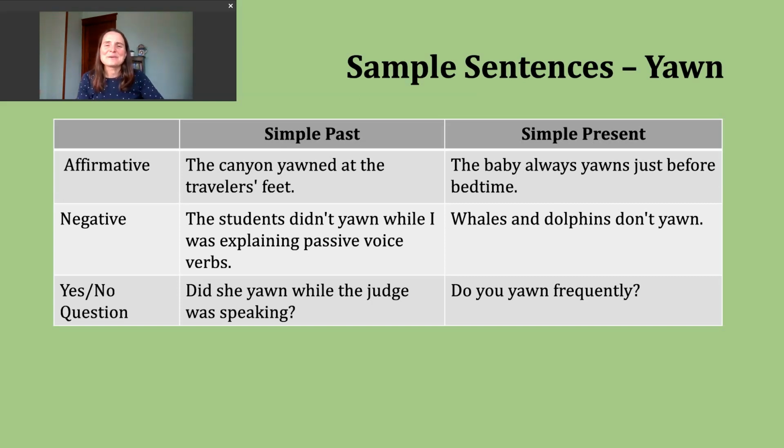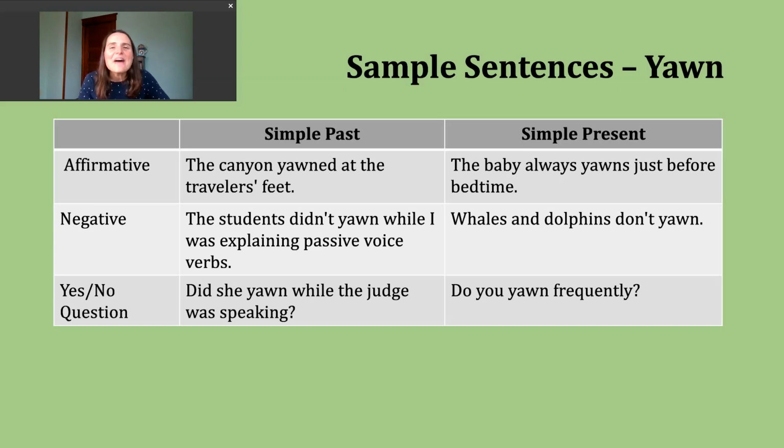Okay. So here, whales and dolphins, I'm talking about large groups of animals here, right? So that's going to be like saying they. That's why you see don't yawn. And I believe this is a factual statement. I tried to find some examples of different animals that don't have this involuntary reaction, right? And that's another reason people use the simple present to discuss facts.